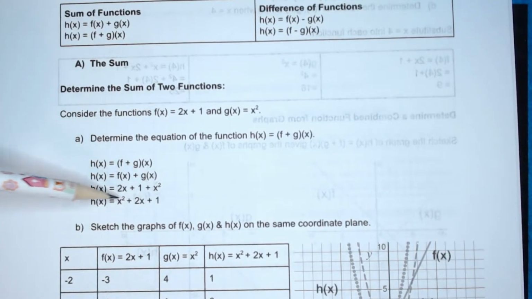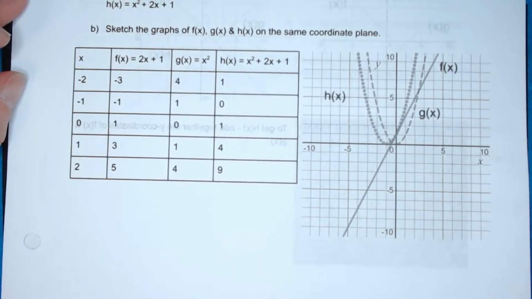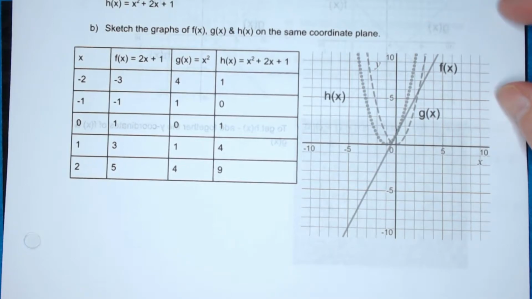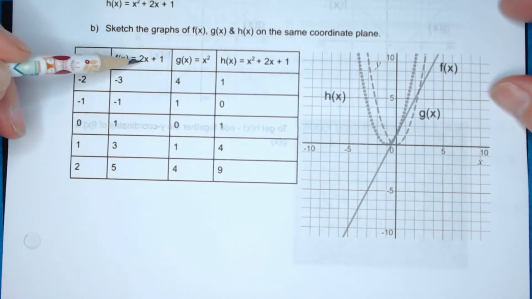Nothing really changes in this solution, but I did order them from highest exponent down to lowest coefficient so that you're able to see what kind of graph you should be producing for h of x. A typical question that you might get in this section would be to sketch the graphs of the three functions on the same coordinate plane. You can make a table of values and use mapping points. We pick a value of x, and then all you do is plug it into the formula.